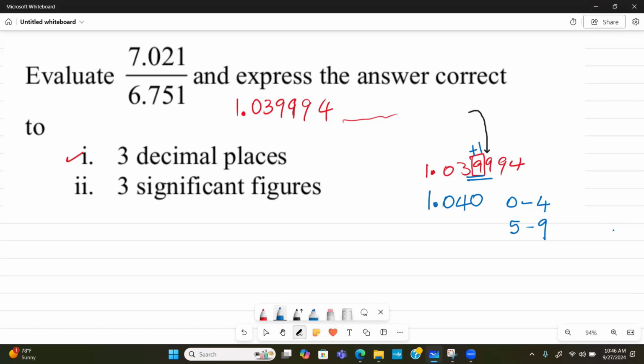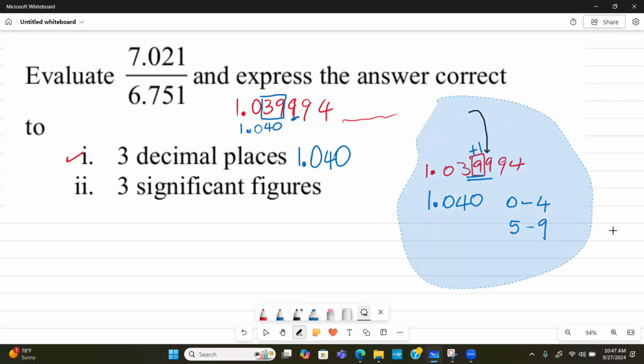1.04 and then a 0 because we need 3 decimal places. So when you add 1 to that 9, it becomes a 0. You carry a 1 to here, it becomes a 4. So the answer is 1.040. For some of you, if you're struggling, you could look at the fact that a 39, when you add 1 to it because of this, became 40. So you could look at it like that. Whichever way suits you, you could work.